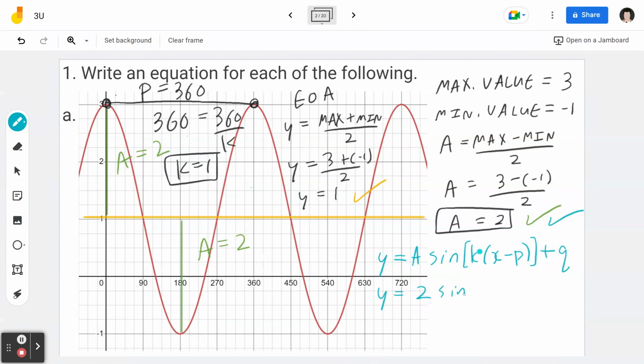You copy sine. Now the k value is 1. So if you like, you can write down 1. If you want to leave it blank, that is fine. Now I'm going to come back to the phase shift at the end. And of course, the equation of the axis is going to be 1, which we have right there.